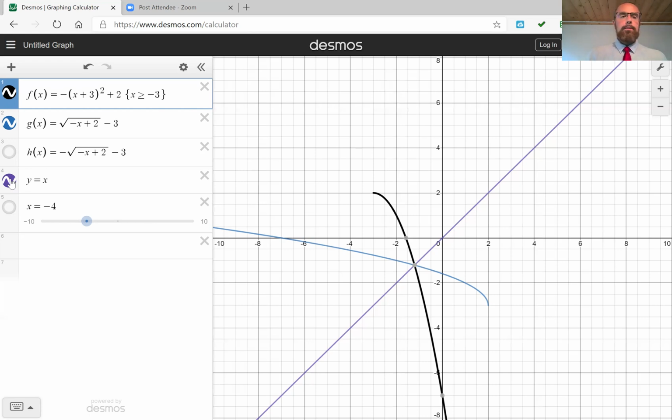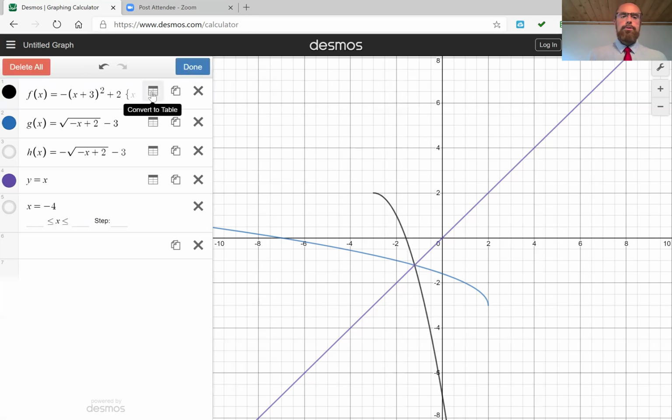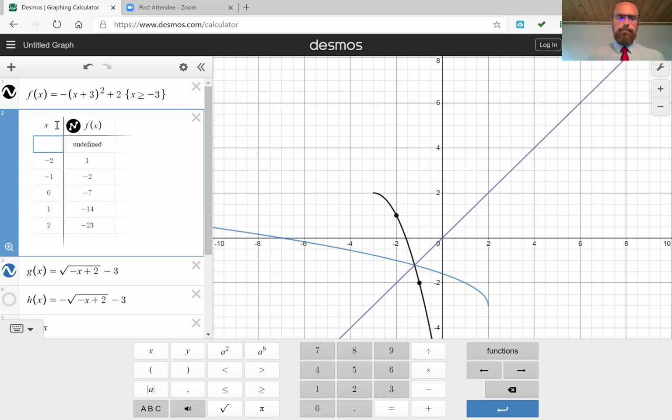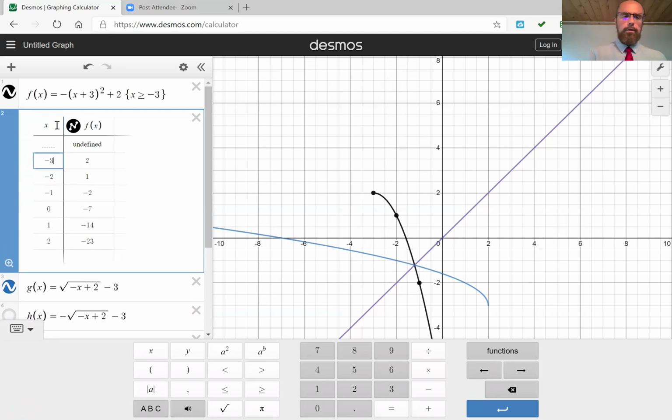And so at this time, what I'm ready to do is get a table. In fact, I'm going to generate two tables. So for the original with the restricted domain, I'm going to write that table. So notice it doesn't include that vertex. So you do want to include the vertex x value in your list of domain values. So recall that was -3. I'll back up to -4. So -3 is at 2, -4, just to see how our domain has been restricted. -4 is undefined for the original now.